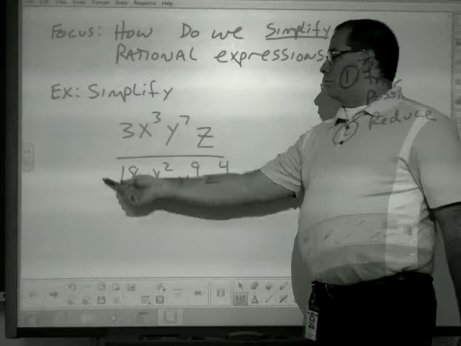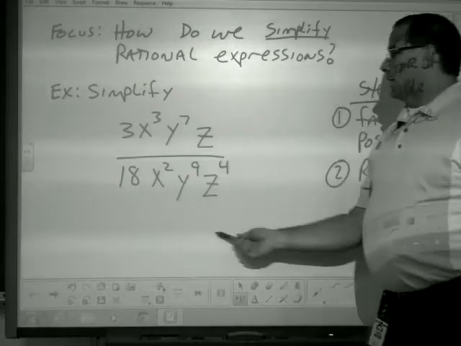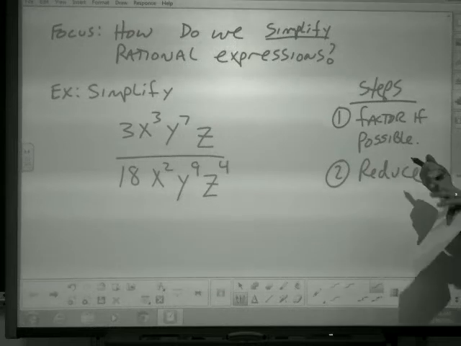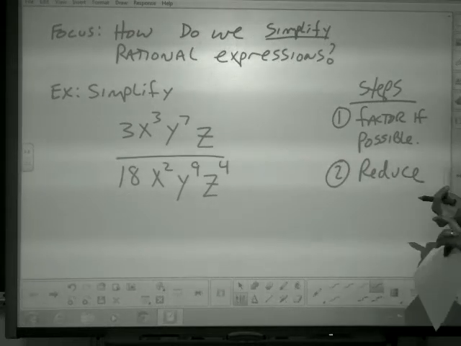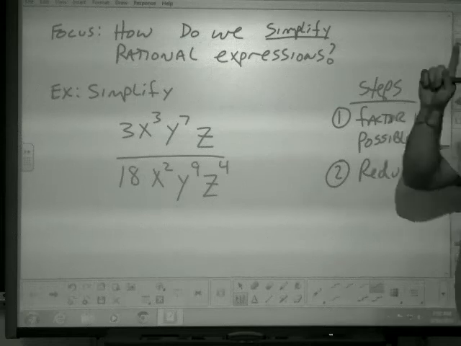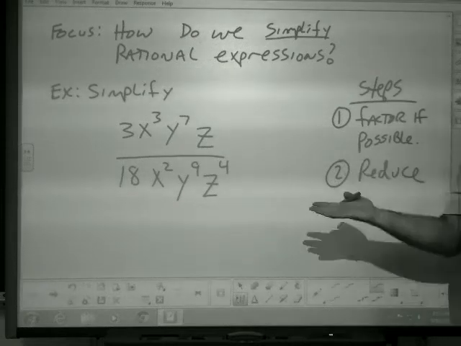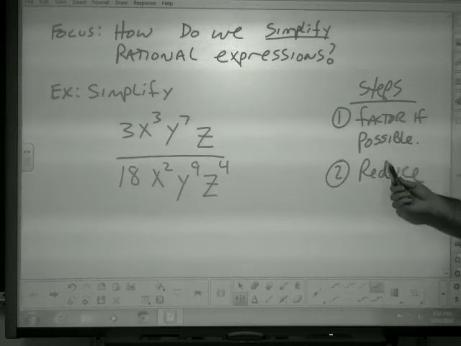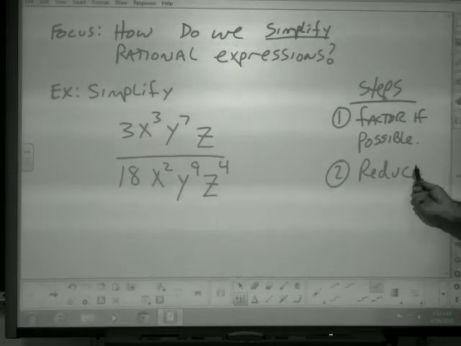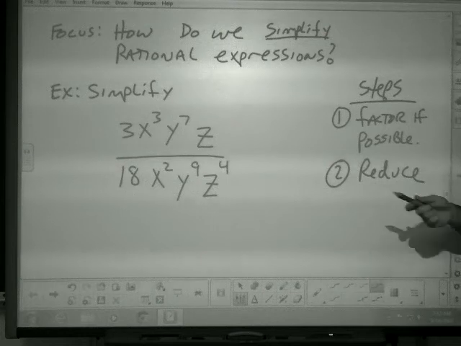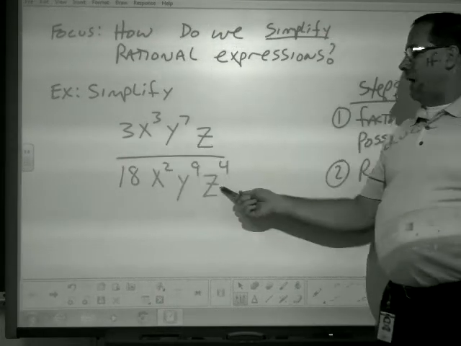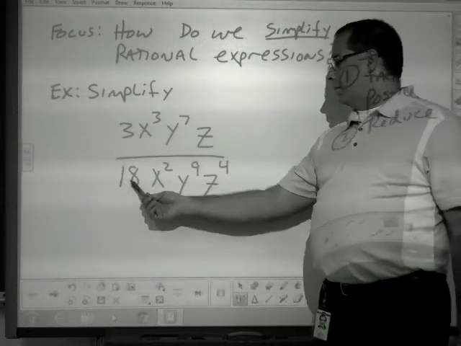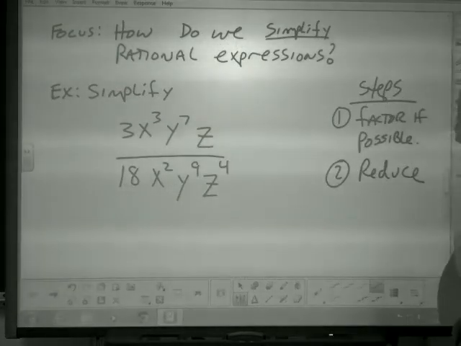Well, to simplify any fraction, factor if possible. So if we can take out a GCF, if it's a difference of two perfect squares, if it's a trinomial where we have two parentheses, or AC method, something like that, factor if possible. After you factor, we reduce the fraction, okay? So I look up here, there's no factoring involved because there's no plus or minus between terms. It's just one term on the top, one term on the bottom.